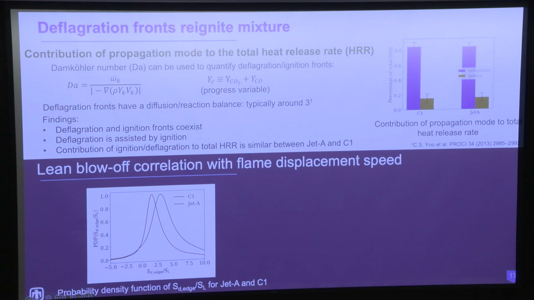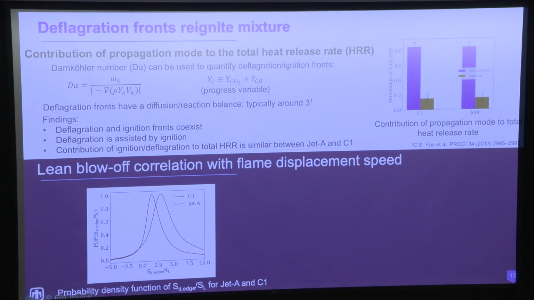We also looked at the PDF of the normalized edge flame speed between Jet A and C1. And again, we see that Jet A tends to have a higher edge flame propagation speed, with the peak at about 2.5 times the laminar burning velocity compared to C1, which is closer to unity. And again, it's because of the higher reactivity and more ignitability of the Jet A fuel compared to C1 that it starts to produce these ignition intermediates when you quench the flame that help the flame propagate at a faster rate to reignite the flame.